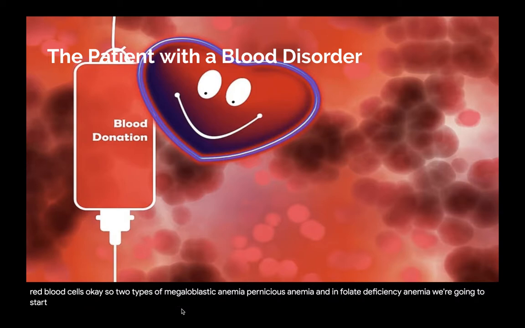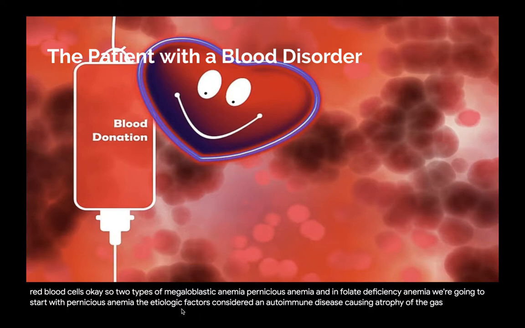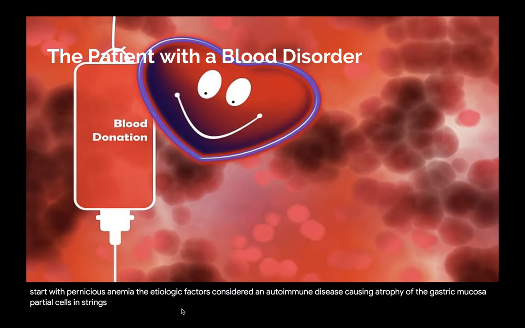We're going to start with pernicious anemia. The etiologic factors: considered an autoimmune disease causing atrophy of the gastric mucosa and destruction of stomach parietal cells, intrinsic factor, IF. Stomach parietal cells produce IF, necessary for the absorption of vitamin B12.